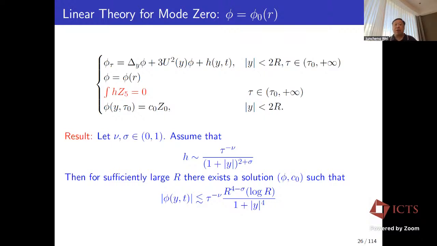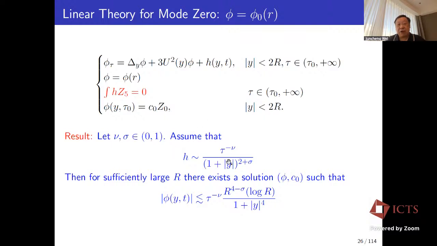We assume radial symmetry, because for the non-radial modes the kernel is L2, so we can use the L2 theory. So the main problem now is mode zero, which is Z5, the radial mode, the scaling one. This is similar to n equals 5.